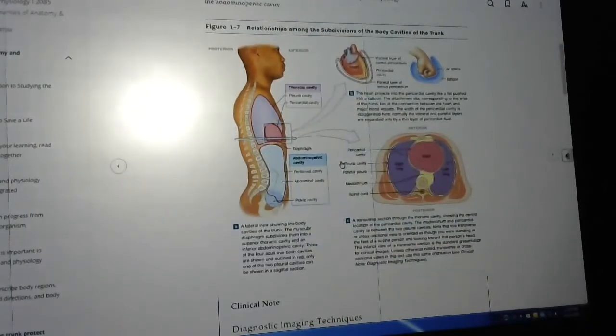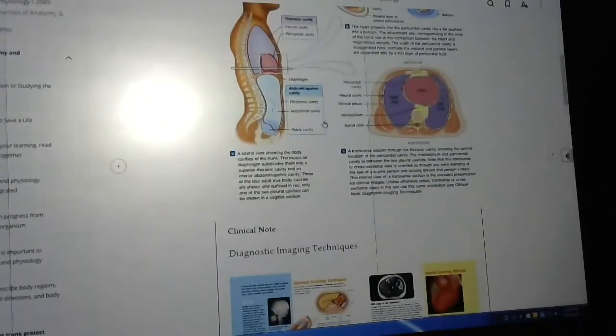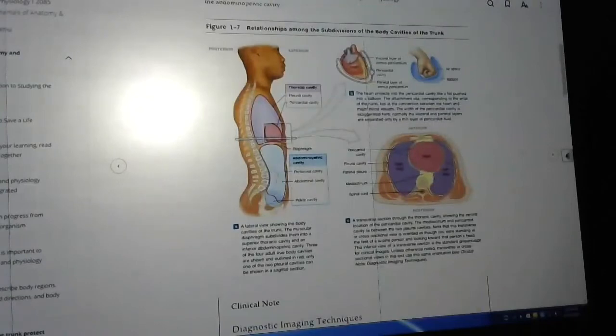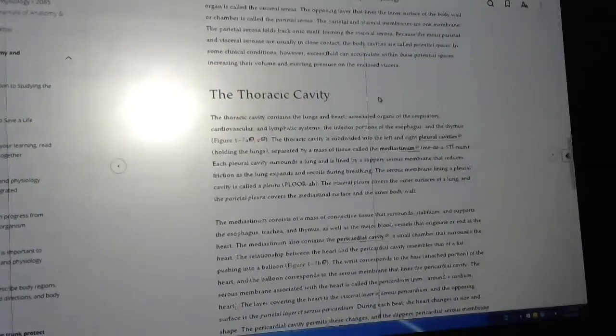Now there's some language in here that's kind of confusing, but if you just keep this in mind, the parietal and visceral layers of each of the organs, when you start going through here, you'll start seeing some of this language, and if you just keep it as it relates, then you'll understand what the language says.